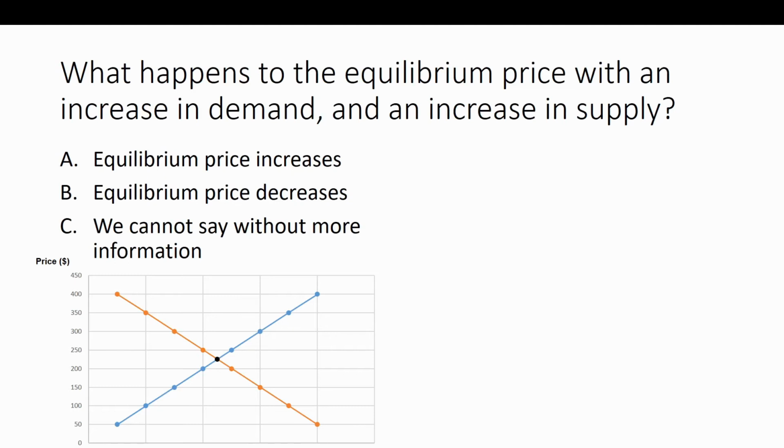What will happen to the equilibrium price with an increase in demand and an increase in supply? So A, we're going to see equilibrium price increases. B, the equilibrium price is going to decrease. Or C, we cannot say without more information. Maybe a couple seconds to think about it. The correct answer is C, we cannot say without more information. Okay? Why is that the case?